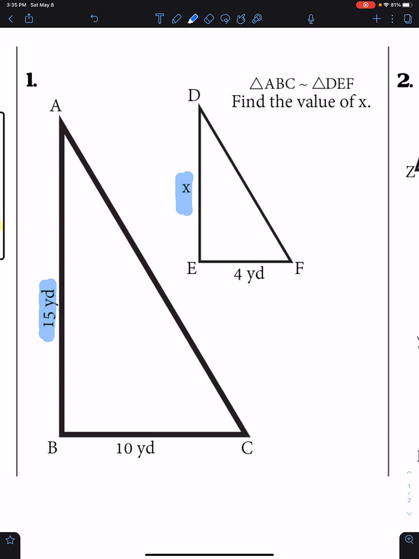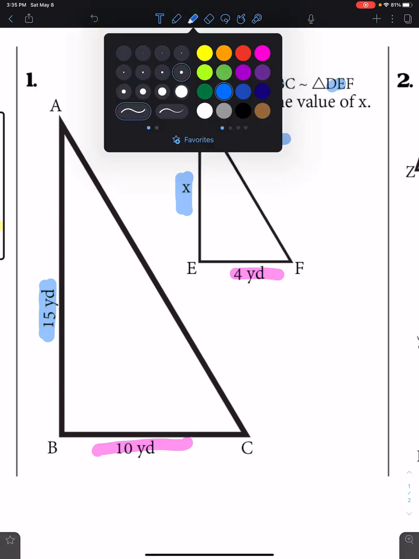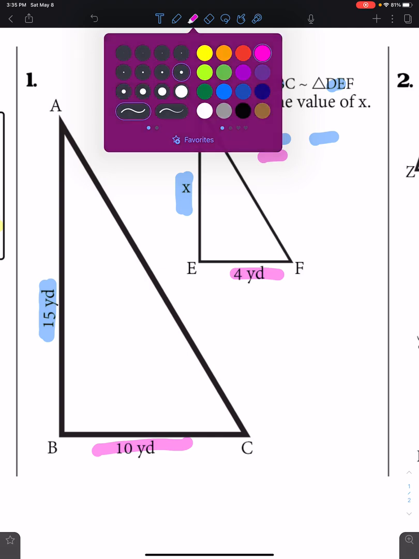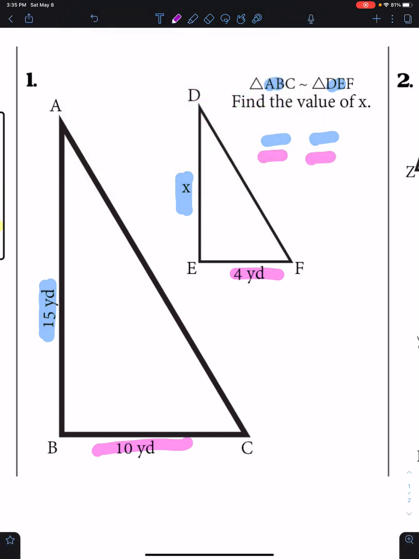But if I needed to double check, I would see that those two letters are the first ones in the name. So that is true that they correspond. And then BC and EF correspond. So I could do a proportion like this. I could do blue over pink equals, guess what? Blue over pink. And set it up like that.